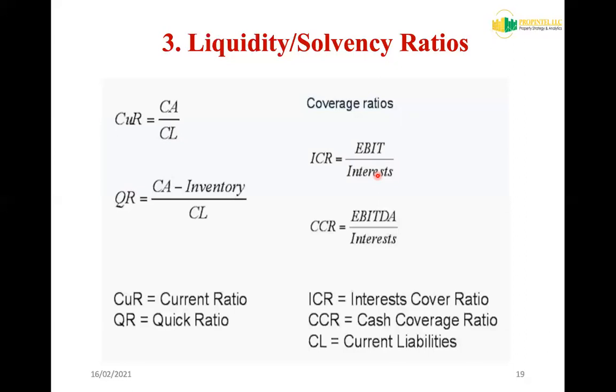So the lower the ratio, the more the company is burdened by debt expense. When a company's interest coverage ratio is only 1.5 or lower, its ability to meet its interest expense may be questionable. Now, let's look at a second form or type of coverage ratios called the cash coverage ratio. Now, the cash coverage ratio can be computed by dividing the earnings of a company before interest, tax, depreciation, and amortization by its interest expense.